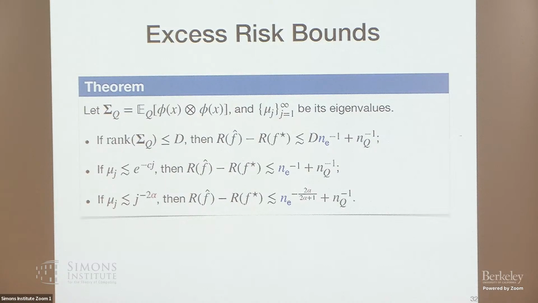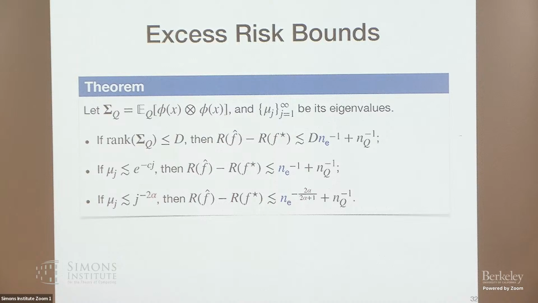And if you have an infinite dimensional feature with an exponential spectral decay, then you still have a very tight bound, so 1 over the effective sample size. Whereas if you have polynomial decay, like in most of the general non-parametric scenarios like splines or Sobolev space, then you have a non-parametric rate.